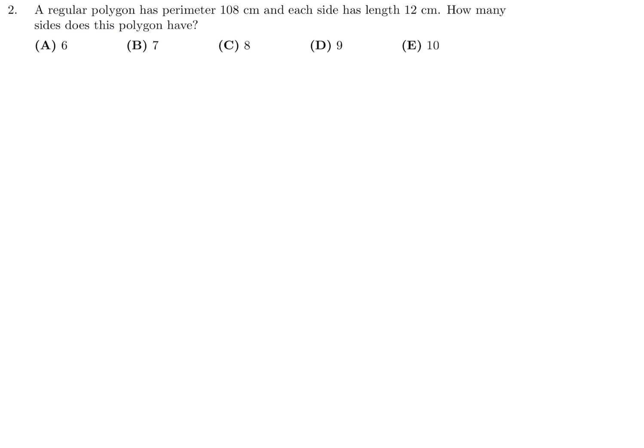A regular polygon has perimeter 108 and each side has length 12. How many sides does this polygon have? The perimeter is 108, and that is equal to 12 times the number of sides, and we'll let that be n. And that's how you would calculate the perimeter. So solving for n, it would be 108 over 12, and therefore n is equal to 9. So number 2, the answer is D.